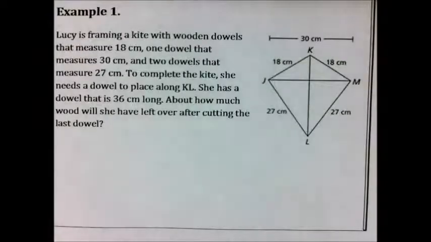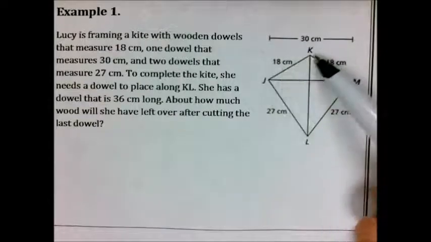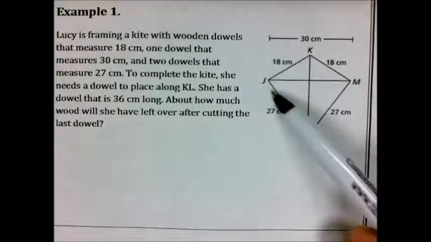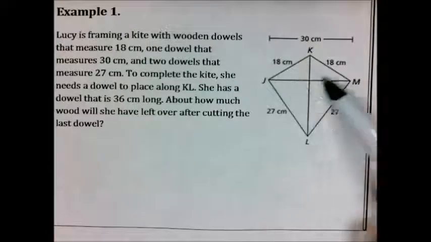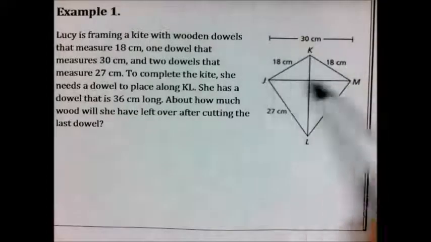Alright, so we're going to use what we just talked about with those theorems of kites to help us understand this first example. It says Lucy is framing a kite with wooden dowels that measure 18 centimeters, one dowel that measures 30 centimeters, and two dowels that measure 27 centimeters. So we see that we've got the two dowels right here, those are your 18s, 27s over here, and the long cross piece right here is 30 centimeters.